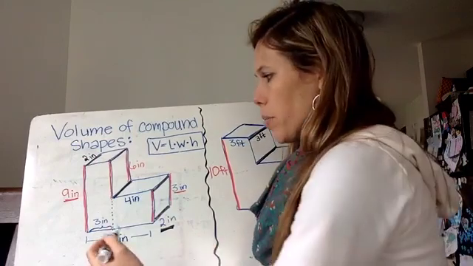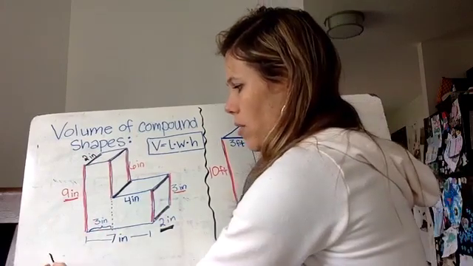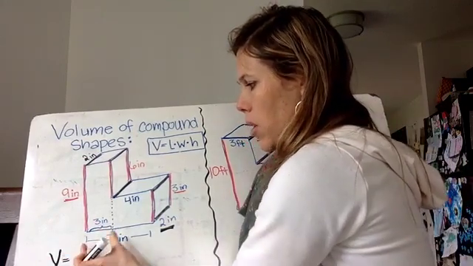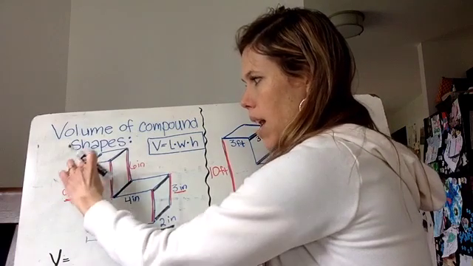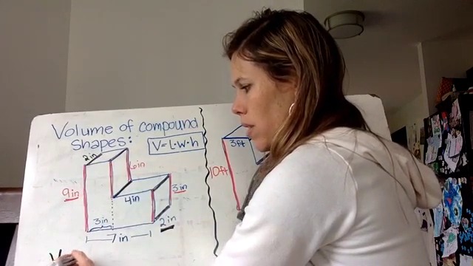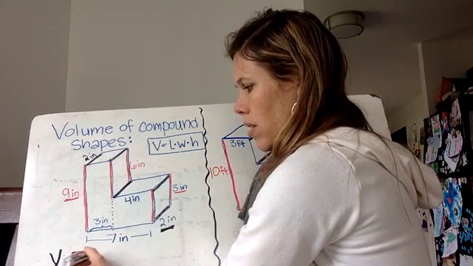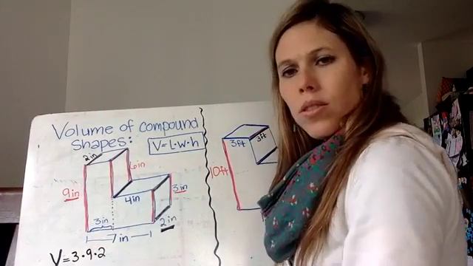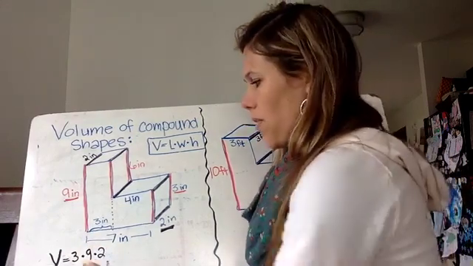So for the taller piece, when I do the volume of this part, I'm going to multiply 3 by 9 by 2. So that's going to give me 54.